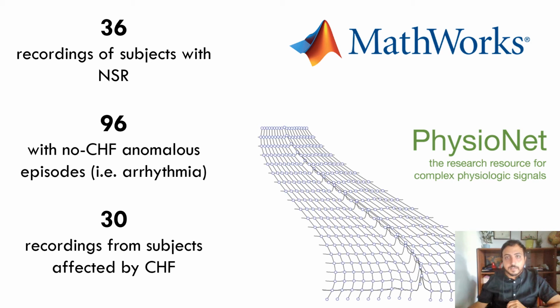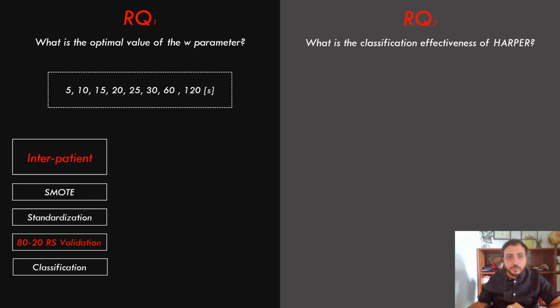The reason behind the use of this dataset is that it is composed of signals from different datasets, providing a more heterogeneous set of ECG recordings, and that it contains not only congestive heart failure recordings, but also the no CHF class. For the first research question, we first defined a set of possible durations of time windows. Furthermore, we performed ECG segmentation according to these windows.